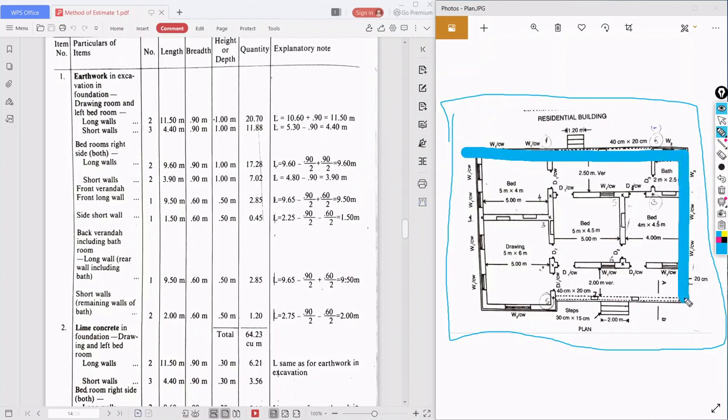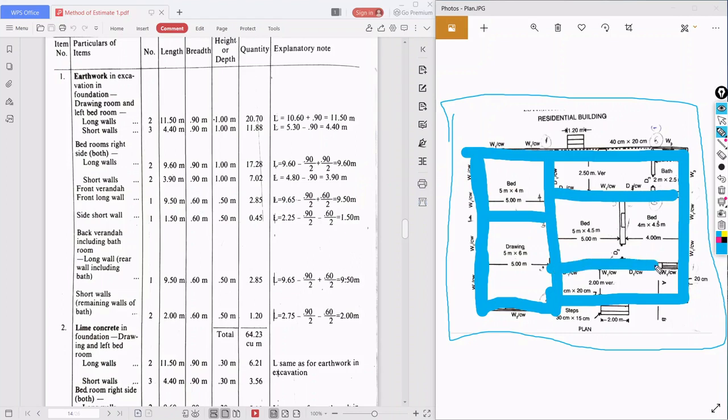So if we go to the site, you will get this view of the excavated earth. So this excavation is done. Now what we have to do after excavation, we need to fill it with CC bed, or concrete bed, with lime concrete they have given in this problem. So once we have done with the excavation, then we are filling it with lime concrete.